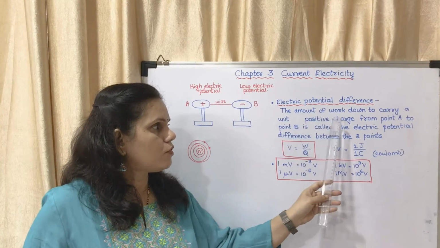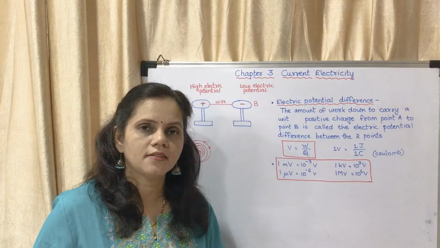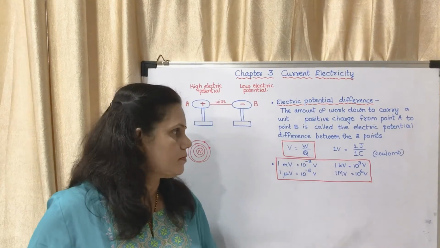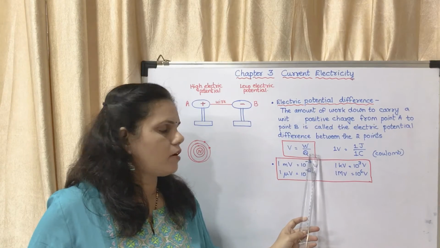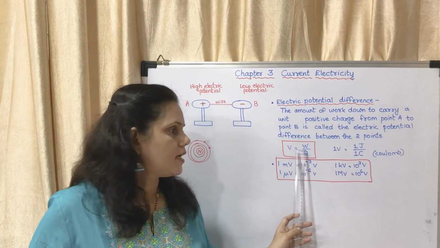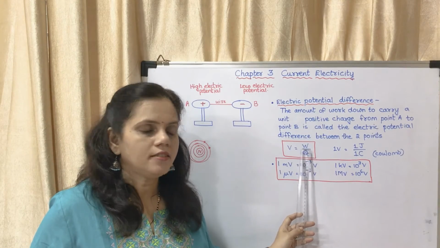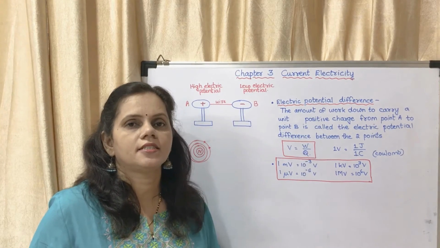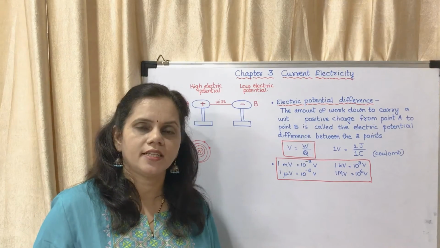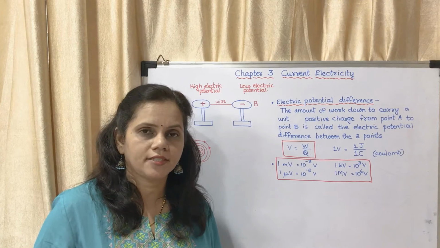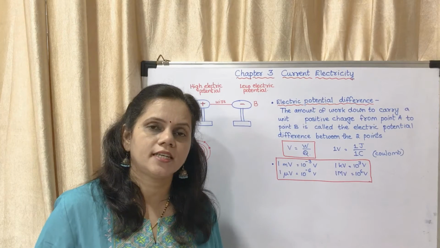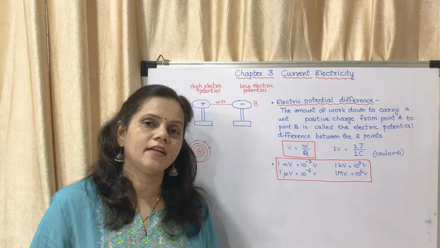It is the amount of work done to carry a unit positive charge from point A to point B. V is equal to W upon Q, where V stands for potential difference, W stands for work done, and Q is the charge of an electron. An electron has a negative charge, about 1.6 into 10 raised to minus 19 coulomb.